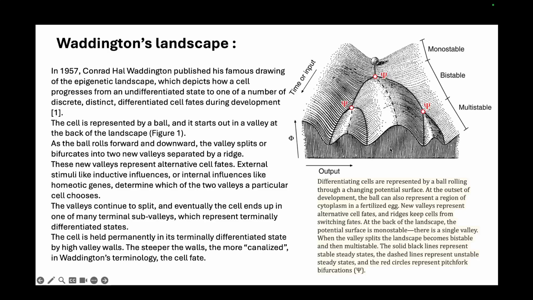At the onset of development, the ball can also represent a region of cytoplasm or a fertilized egg. And at the back of the landscape, the potential surface is monostable. So at this point, the surface is monostable. There is only one stable point. But as the cell gradually progresses in time, there are multiple fronts of stability that it can assume. So that is what is given by this Waddington's landscape.